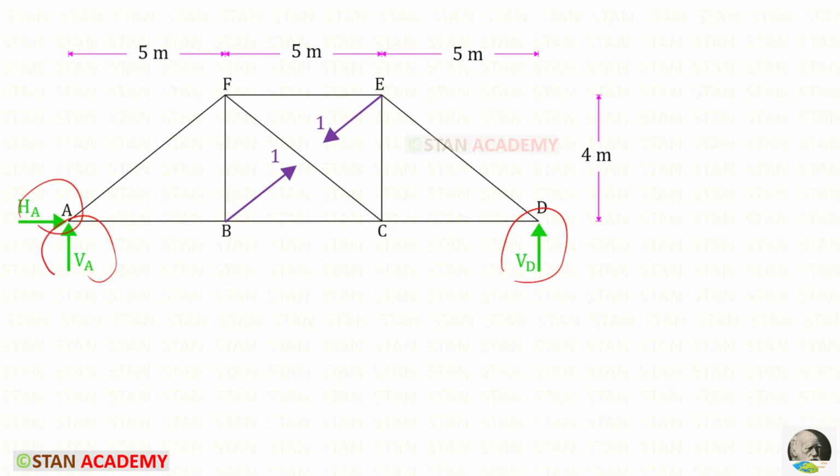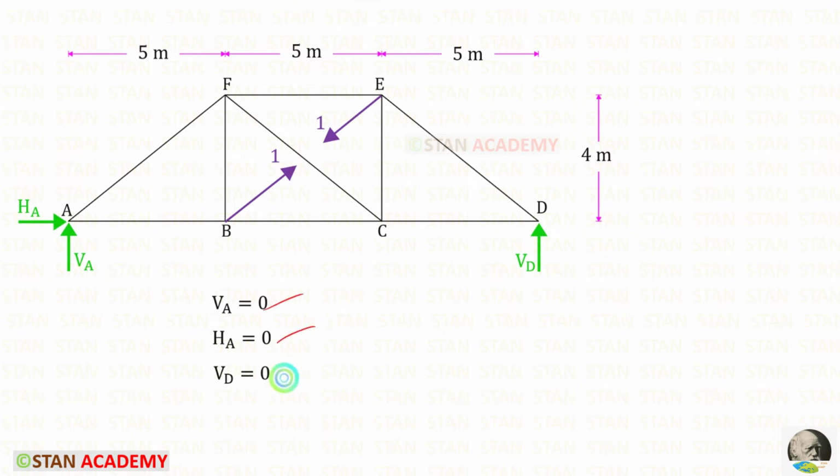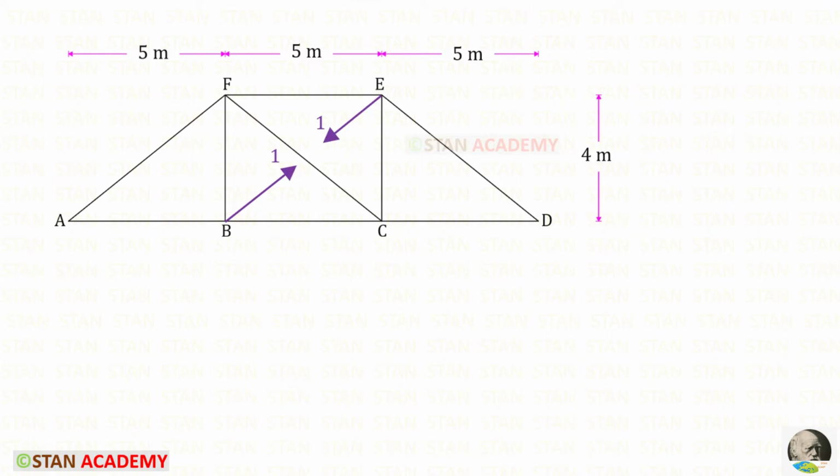You can see that in this truss there is only internal force. There is no external load. If there is no load, these three reactions will be 0. VA, HA and VD will be 0. We can remove the reactions. Here I have removed. Now we are going to find the member forces. AF, AB, ED and DC are the zero force members.